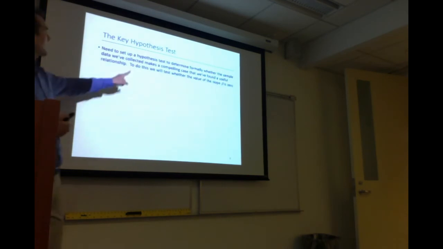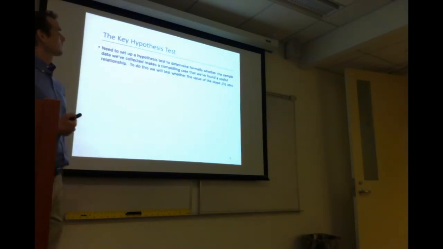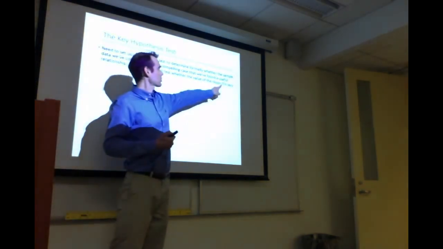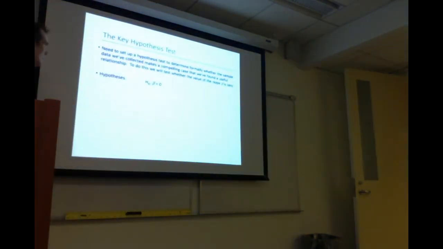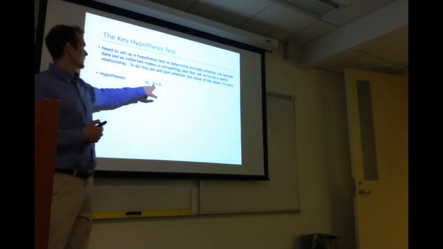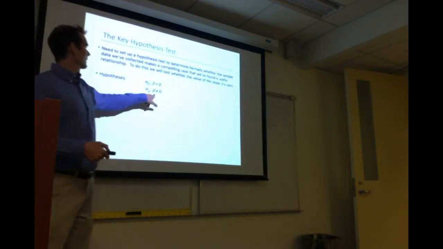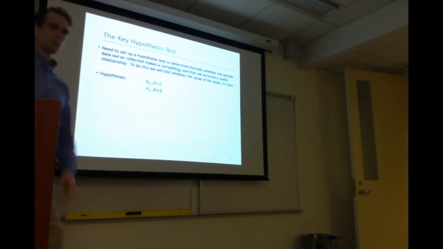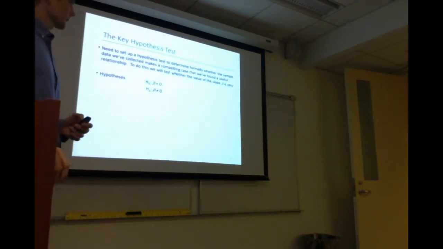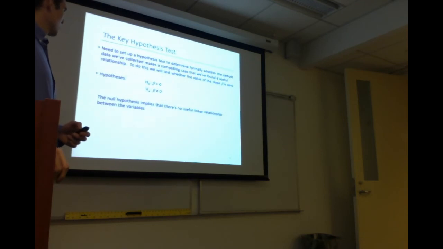To do this, we will test whether the value of the slope b, right, this is the population slope, is 0. So, null hypothesis: the slope in the population equals 0. Alternative hypothesis: the slope in the population does not equal 0. Let's gather some data and see if we can disprove the null.